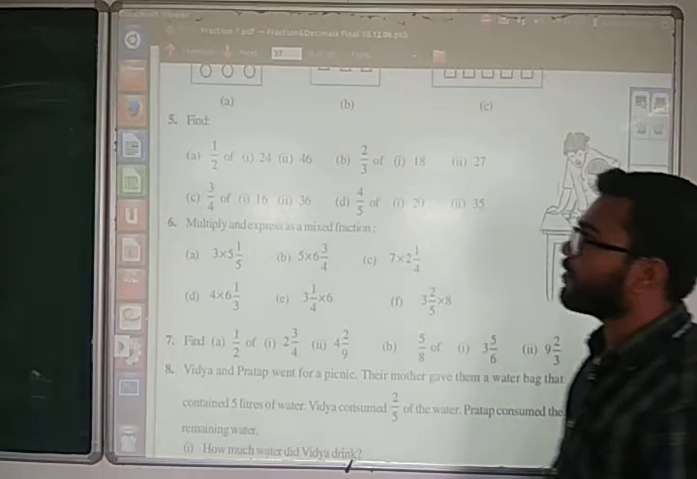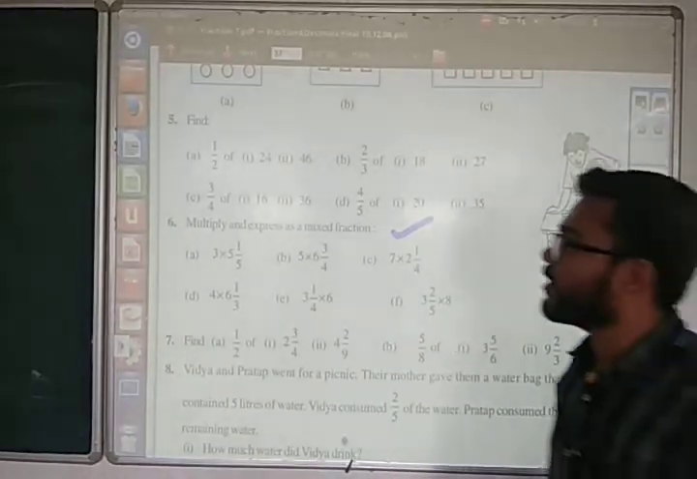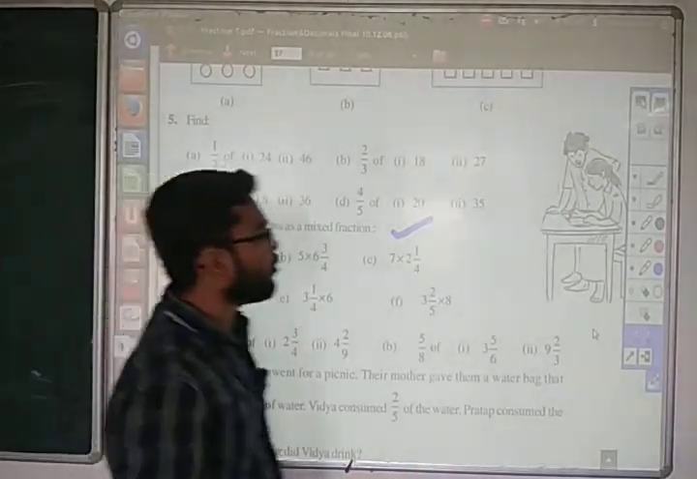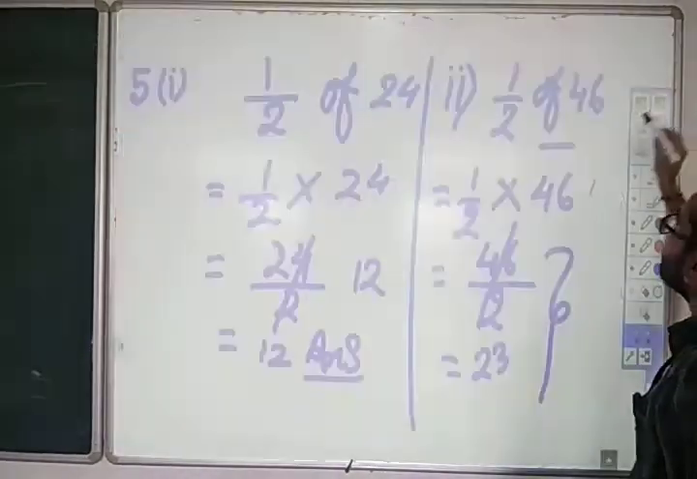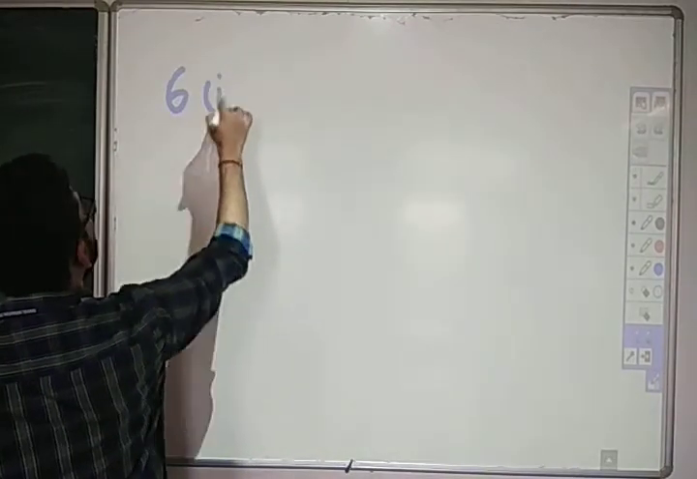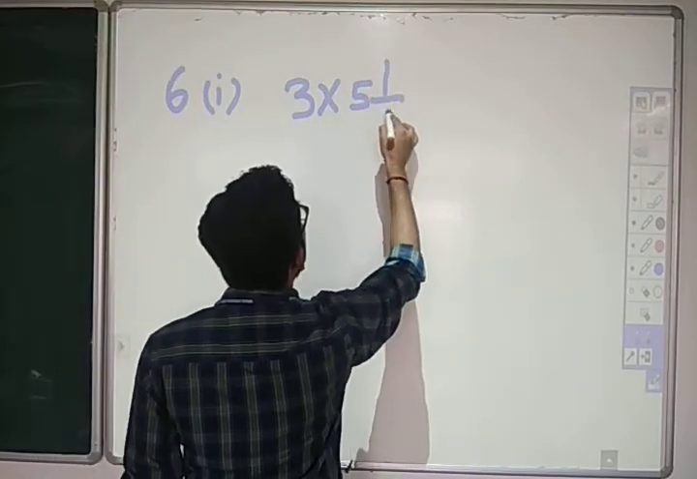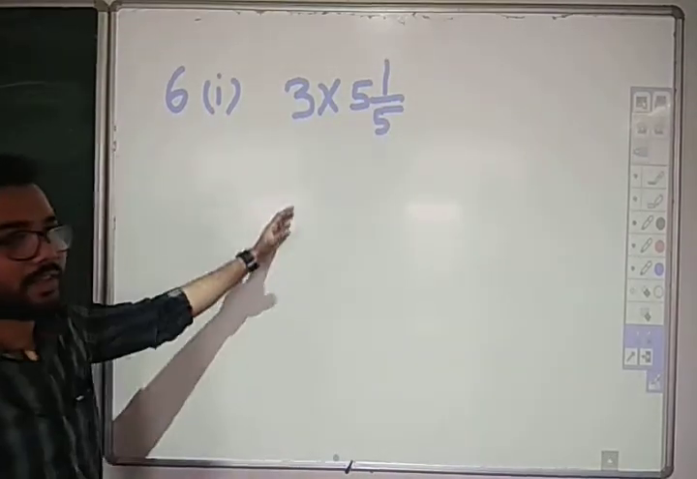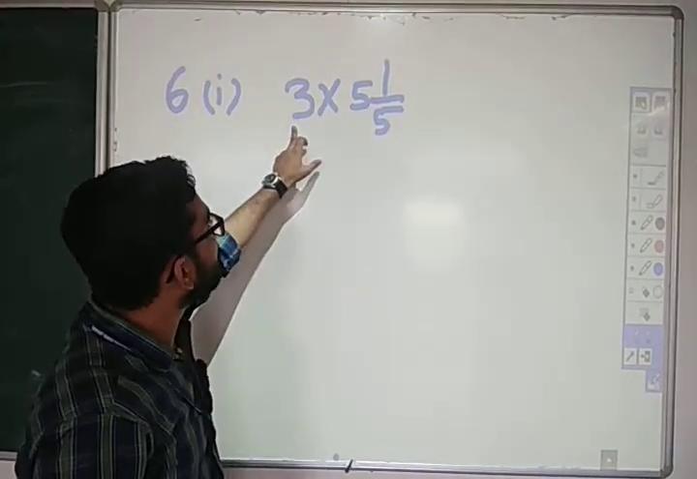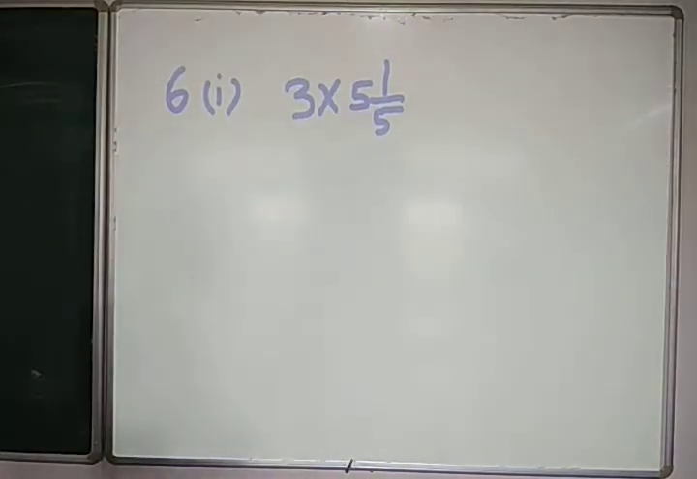Question number 6, it is given multiply and express as a mixed fraction. You need to multiply and express in a mixed fraction. Okay. So suppose 3 into 5 integer 1 upon 5 is given. So this is a whole number and this is a mixed fraction. How will you multiply it?